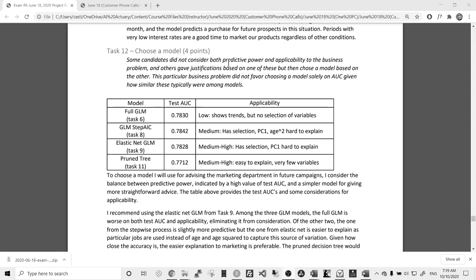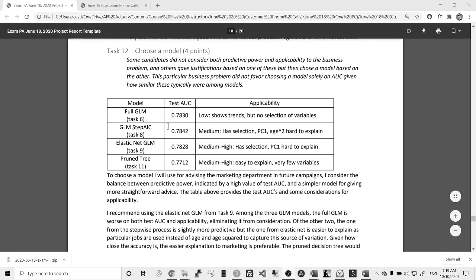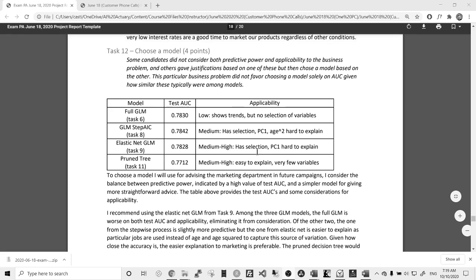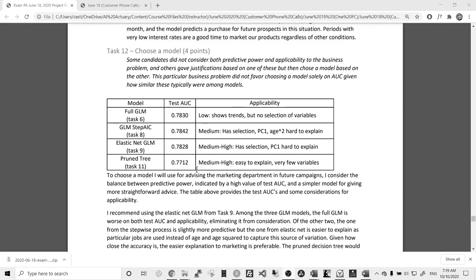It just says you needed to consider predictive power and applicability to the business problem. And these questions are designed to be graded independently of one another. So the exam grader would look at your table here, it would look at your values of your AUC, and they would consider the interpretability. And they would expect you to make a good choice based on this information in the problem.